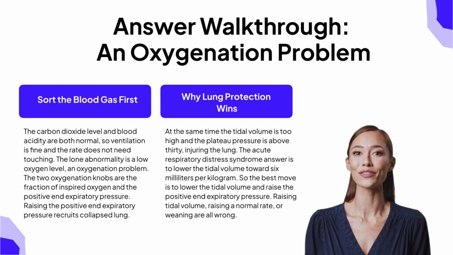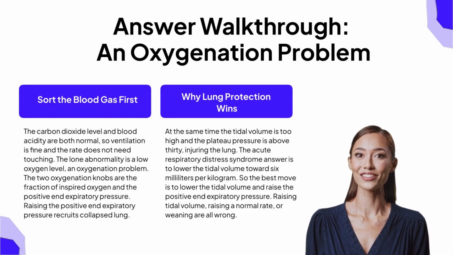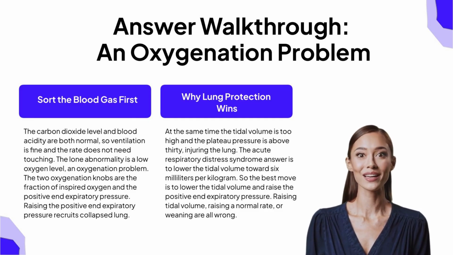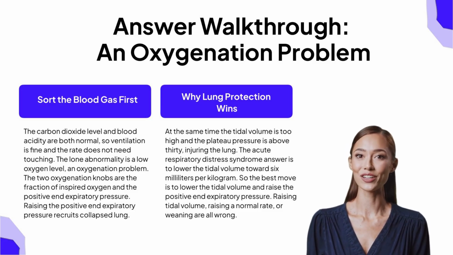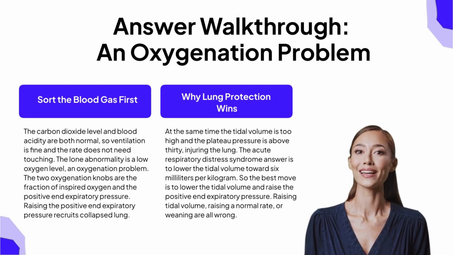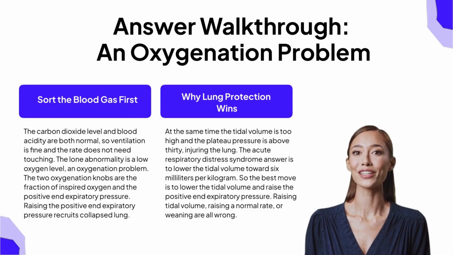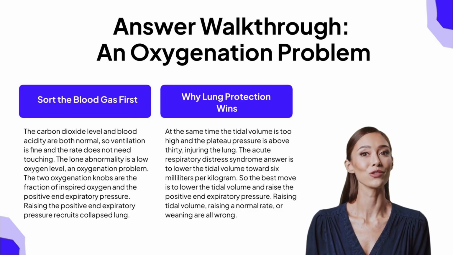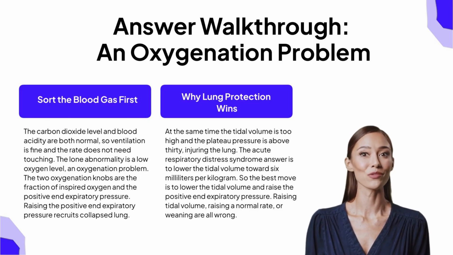Now the second half of the question, why lung protection wins. Her tidal volume is set too high at 10 milliliters per kilogram, and her plateau pressure is climbing above 30, which is actively injuring the lung. In acute respiratory distress syndrome, the answer is to lower the tidal volume towards 6 milliliters per kilogram. So the single best move combines both ideas. Lower the tidal volume and raise the positive end expiratory pressure.